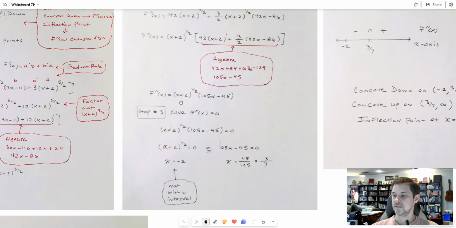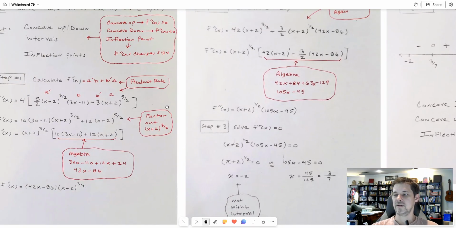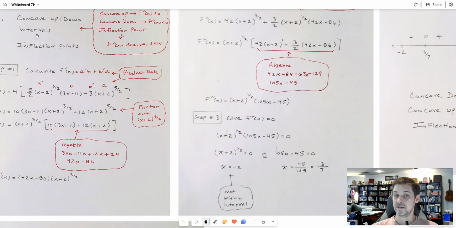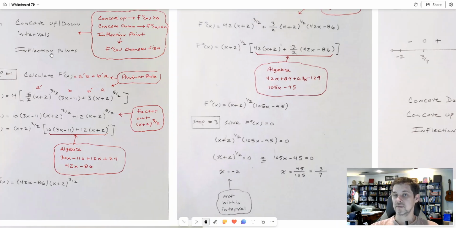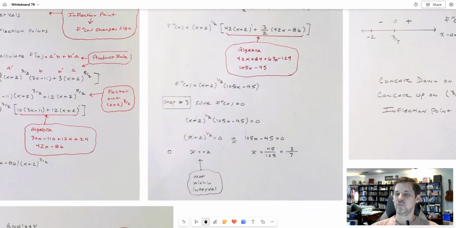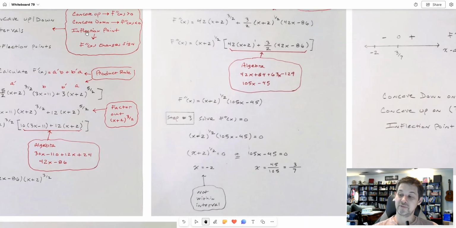Now let's talk about the original question again. I want to find out where this function's concave up or down and what the inflection points are. And concave up versus down depends on the second derivative being positive or negative. So I think the way that we could figure out where the second derivative is positive or negative is solve the second derivative for 0, because elsewhere, what's left? Positive and negative. Okay? So I'll take my second derivative, which I just found. I'll set it equal to 0.